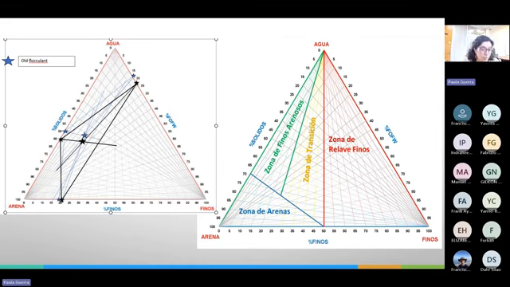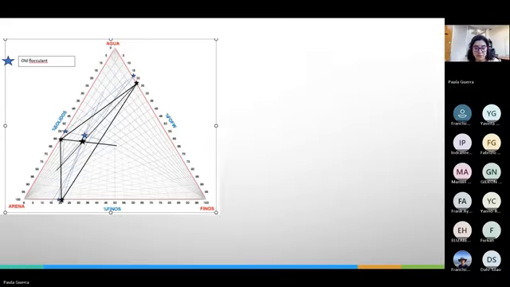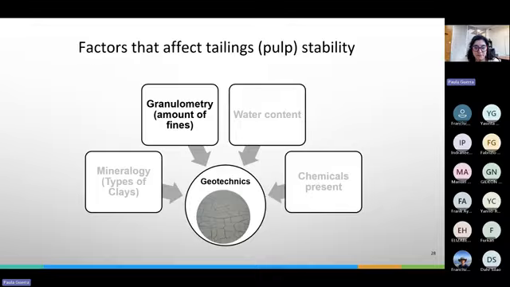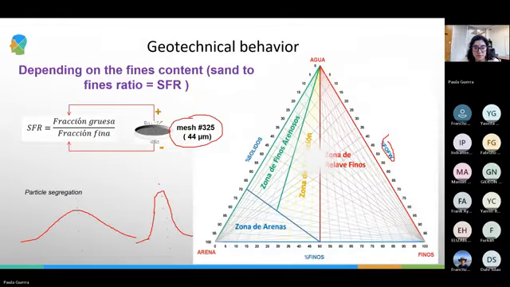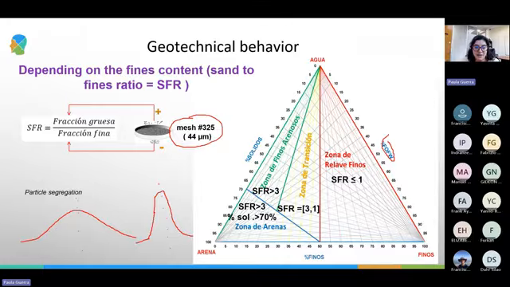And from the point of view of the SFR, remember that we have the SFR parameter, where they're both located in this zone where the SFR is over 3. Okay, so in that case, both of these tailings would be relatively good.